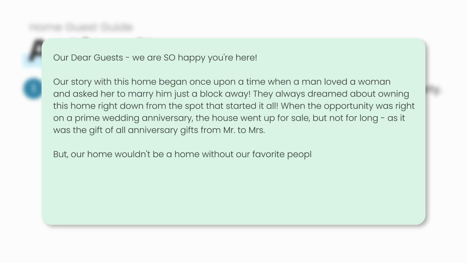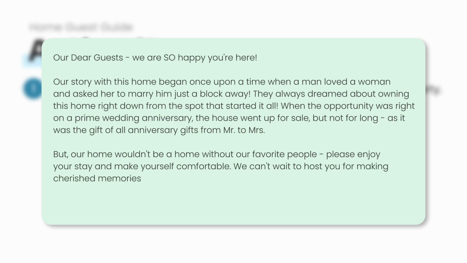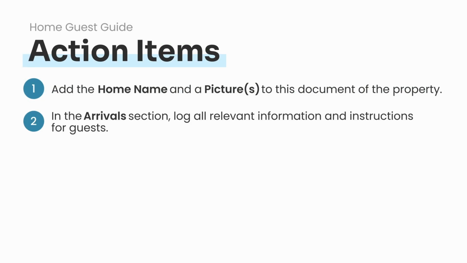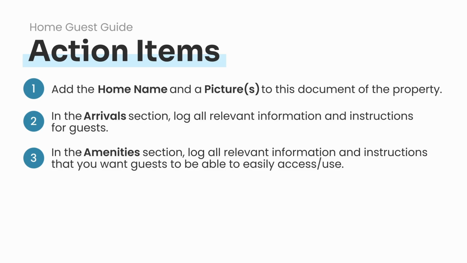Really nice touch if you just want to add a little bit more personalization to this document. Moving on, number 2, in the arrival section, log all of the relevant information and instructions that they would need to know upon showing up at the property. Number 3, in the amenities section, log all of the relevant information and instructions that you want the guests to know to be able to easily access or use those amenities efficiently or effectively.